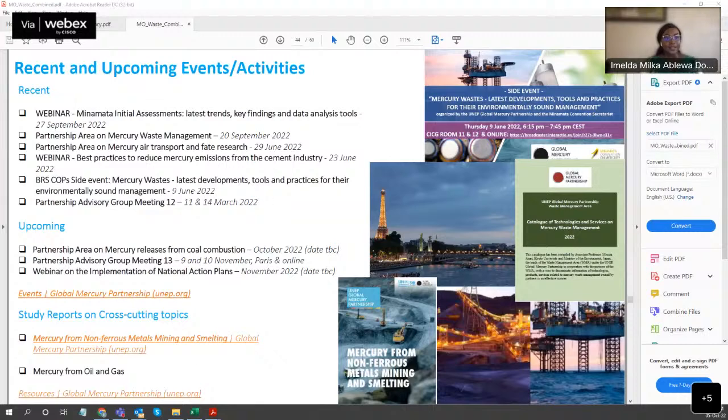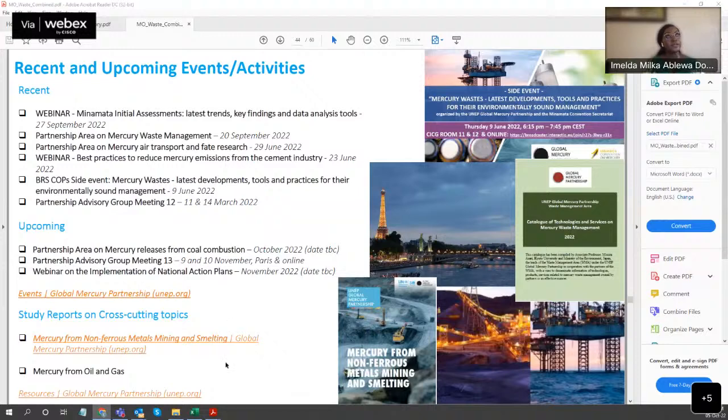Besides those events, I would like to mention all the efforts that the waste management area is doing, first in updating its catalog of technologies and services on mercury waste management, but also in the creation of the 3 working groups, respectively on resource development, capacity building and awareness raising, and on solution exchange. I believe Nicola will further detail the specific activities of these working groups.